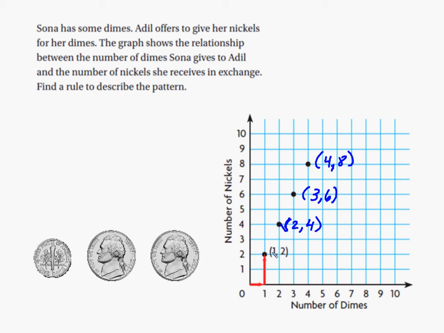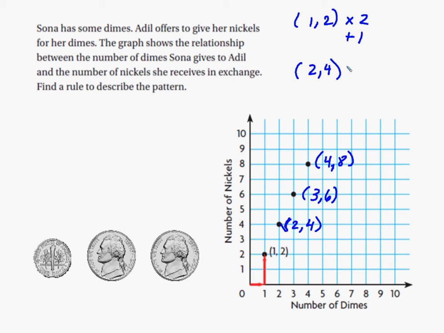Well, I have 1, 2 as my first ordered pair. Now it's getting bigger, so y is bigger than x. So I need to either multiply or add to get this bigger number. So I can either multiply this by 2 to get 2, or I can add 1 to get 2. So 1 times 2 is 2, 1 plus 1 is 2. So now I'm going to go to the next ordered pair and see which one of those fits.